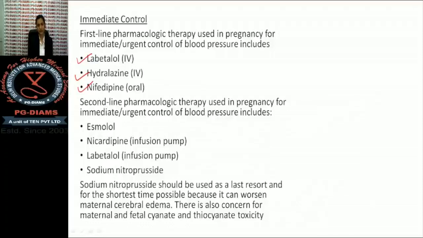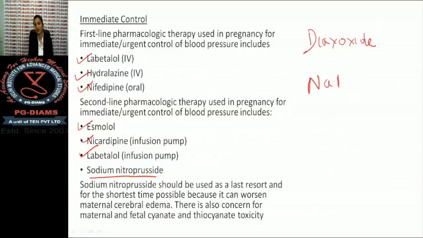Second line drugs, which were asked earlier in one of the exams, are esmolol, nicardipine, labetalol infusion pump may be used, or sodium nitroprusside. Now there has been a lot of controversy over whether sodium nitroprusside should be used in hypertensive crisis or not. There was this question in the past where they asked you whether diazoxide or sodium nitroprusside, which one you will use in hypertensive emergencies. Now some books say because nitroprusside can cause cyanide toxicity of the baby, you will not use it.